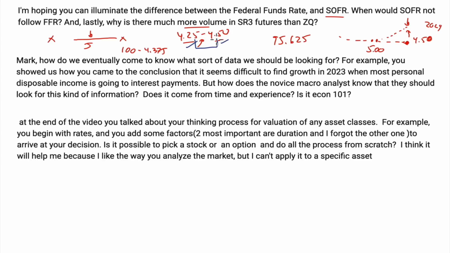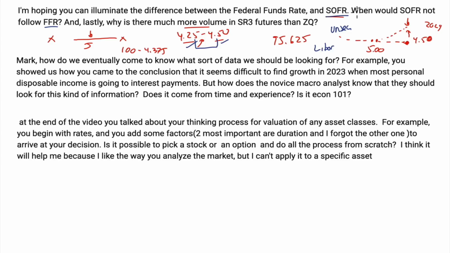Before SOFR, there was LIBOR, which was the London Interbank overnight rate. It was unsecured. So because it was unsecured, there was credit risk. And because there was credit risk, it didn't have to follow the Fed funds rate. But SOFR is a secured overnight funding rate, which means it's secured with treasuries. So even if the entity you're lending money to has some perceived credit risk, the loan itself has no credit risk because it's secured with treasuries or T-bills. So because of that, it should follow FFR as FFR moves.